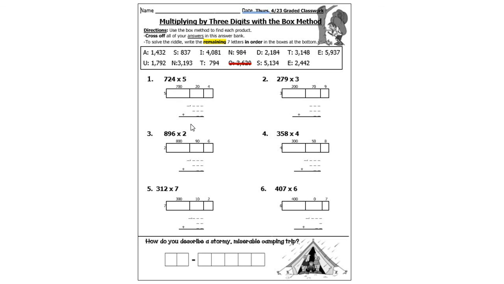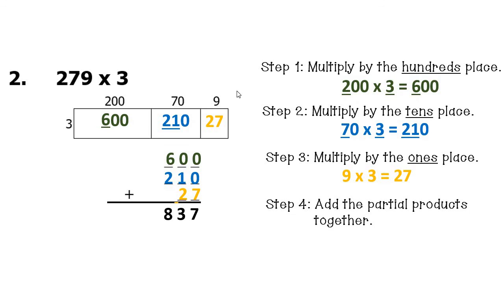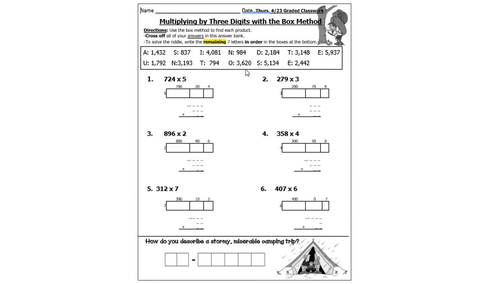So our first answer there that we came up with of 3,620, we're going to go ahead and cross that off in the answer bank. And then our second answer was 837, so we'll cross that off. And as you cross the answers off, once you finish crossing all 6 correct answers off, then the letters that are left are what's going to tell you the answer to this riddle.